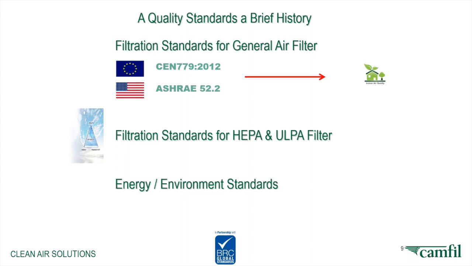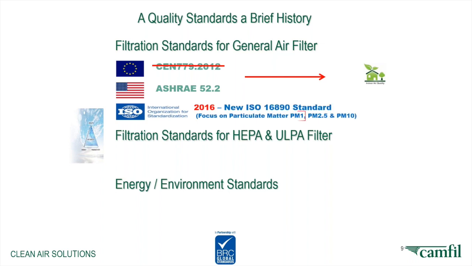We had EN 779-2012 and ASHRAE 52.2 for the Americas. Now, within Europe, EN 779-2012 has been replaced with ISO 16890, which is a global standard. It refers specifically to PM1 values of filters and is all about air quality and indoor air quality.